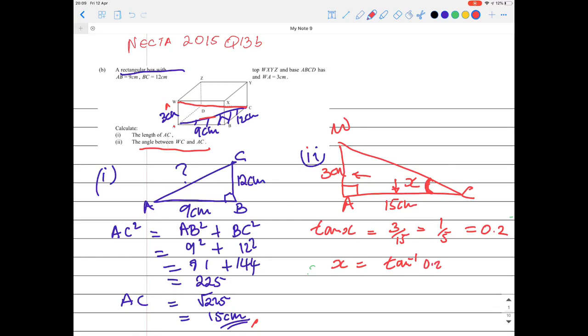Please use the mathematical tables as required by your examining board. I am using a calculator because I don't have the mathematical tables. Okay, so x is equal to then 11.31 degrees. Okay, this question is now complete.